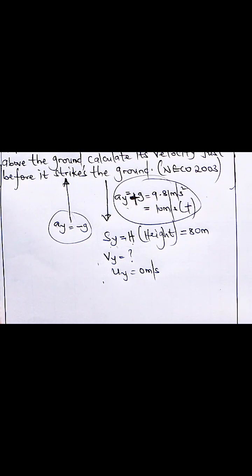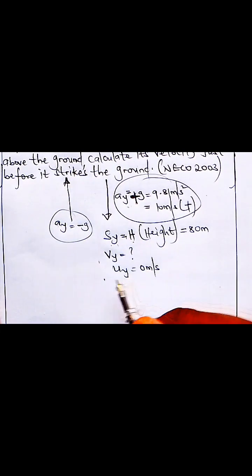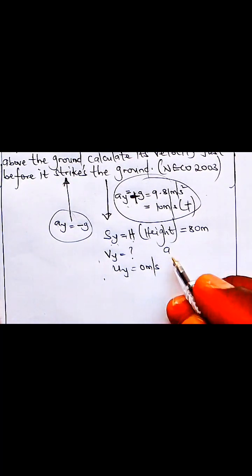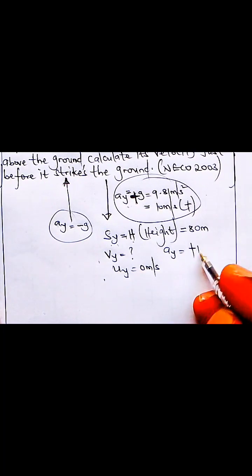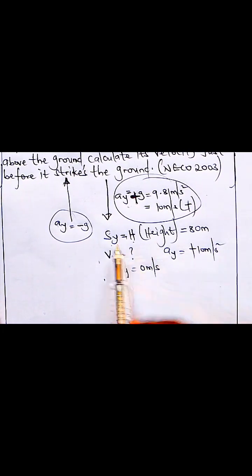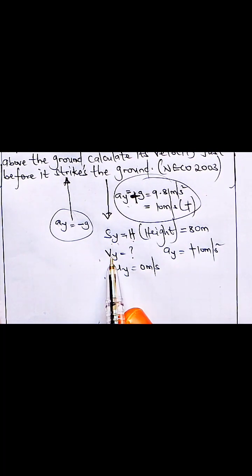So for every object at max height, the final velocity along the y-axis is always 0 meter per second. So what are we looking for? We are looking for final velocity. We have acceleration. Acceleration is known already because the object was dropped, so acceleration is plus 10 meter per second squared. The object was released from a height of 80 meters. So we have all that we want.